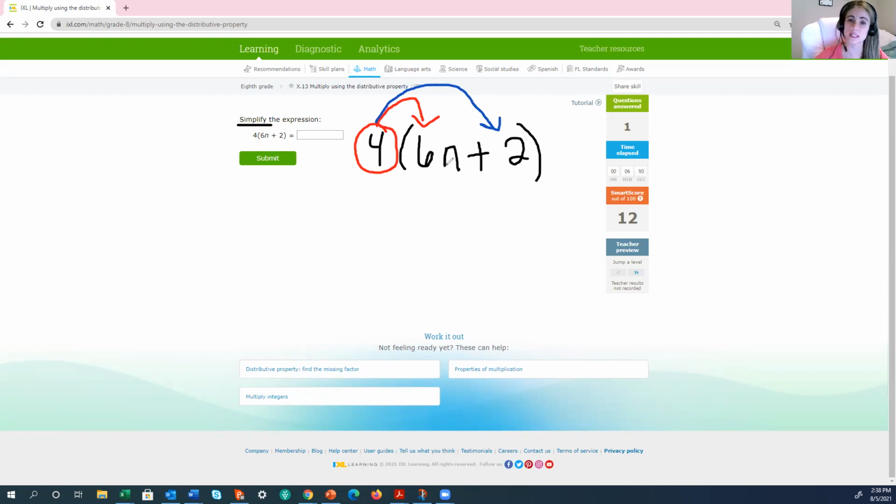So 4 times 6n, 24n, plus, can't forget that plus sign, 4 times 2, 8. Can I simplify it further? Nope, they're not like terms, which means we're done.